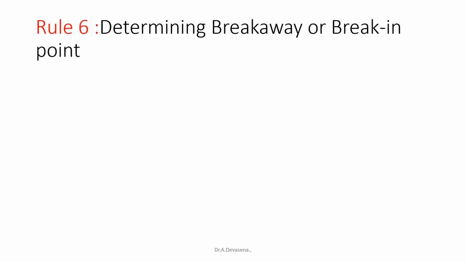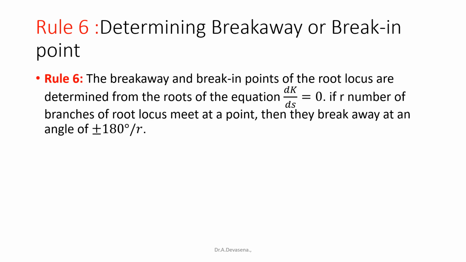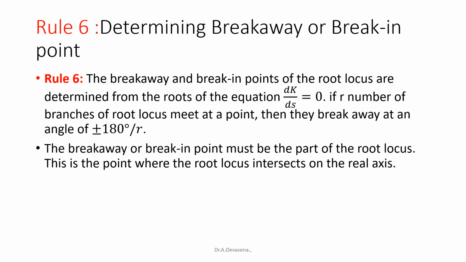Let us start discussing how to determine the breakaway or break-in point, rule number 6. The breakaway or break-in points of the root locus are determined from the roots of the equation dk by ds equal to 0. If r number of branches of the root locus meet at a point, then the branches break away at an angle of plus or minus 180 degrees by r. The breakaway or break-in point must be part of the root locus. This is the point where the root locus intersects the real axis.